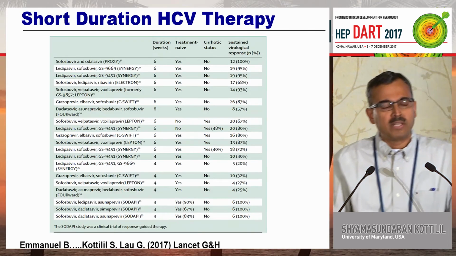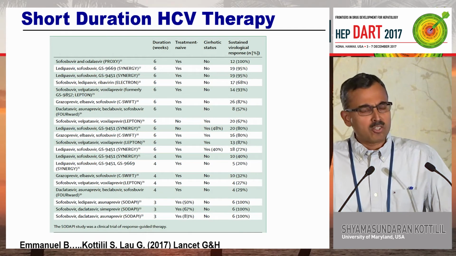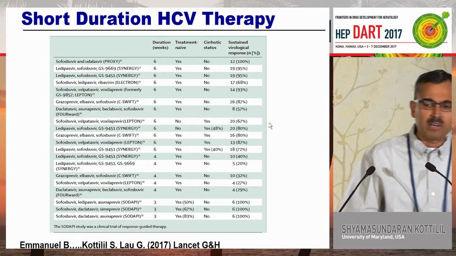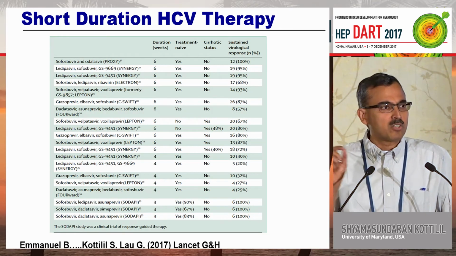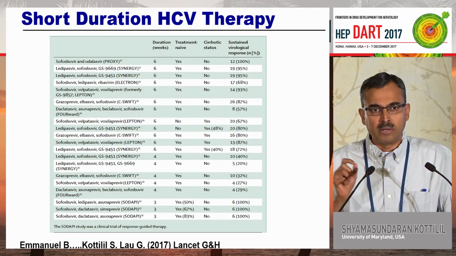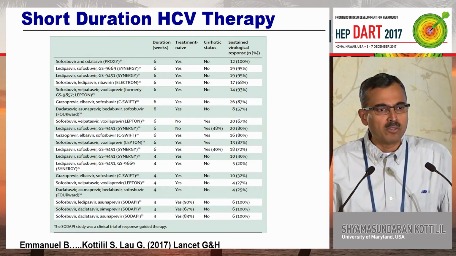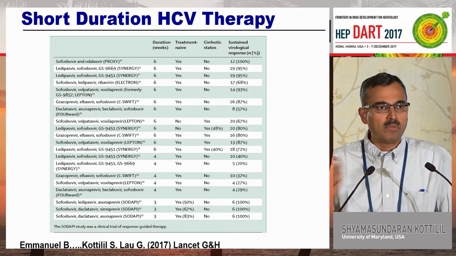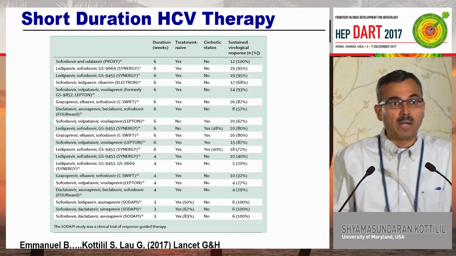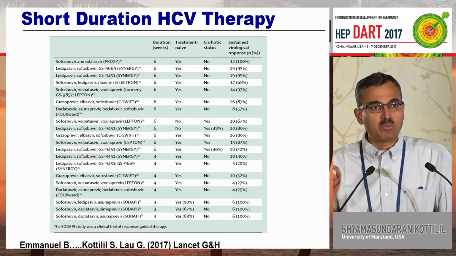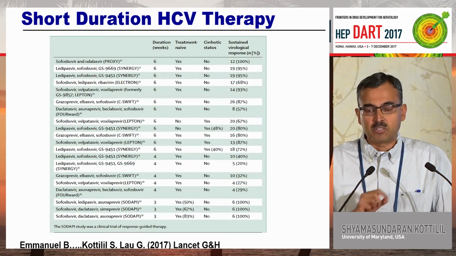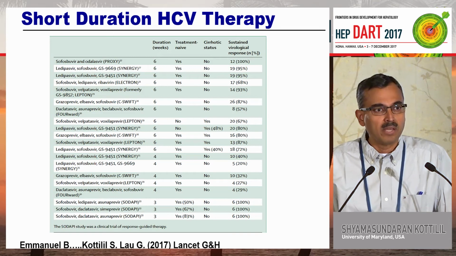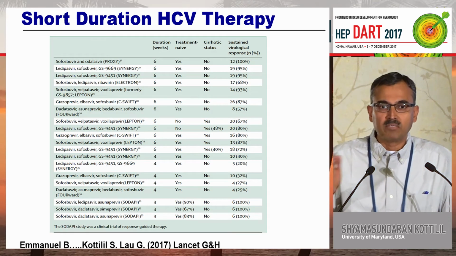George Lau showed you the data of all the short-duration studies done so far. There are several studies. The bottom line is that most of the short-duration studies have demonstrated that in non-cirrhotic patients with genotype 1, if you add a 3-DAA arm, you can reduce the duration from 8 to 12 weeks to 6 weeks. But if you do the same study, at least in most studies conducted in the United States, and you reduce all genotype 1 patients to 4 weeks, the SVR drops. So 6 weeks is the limit.